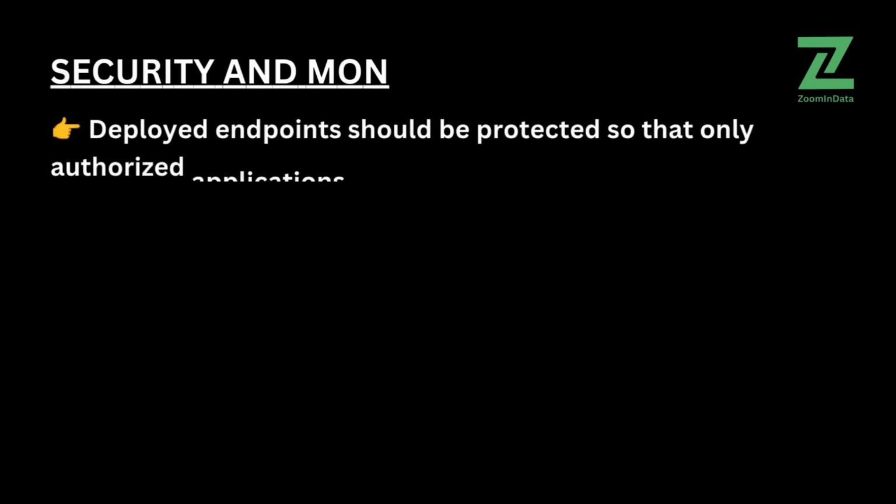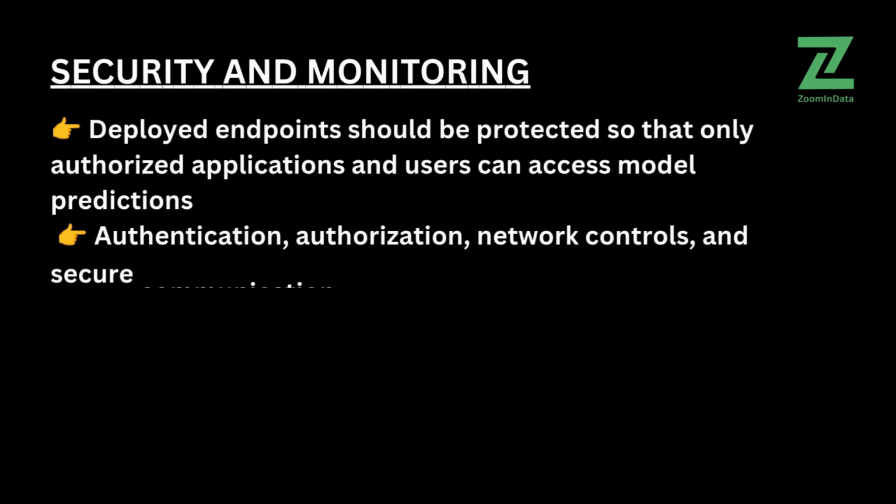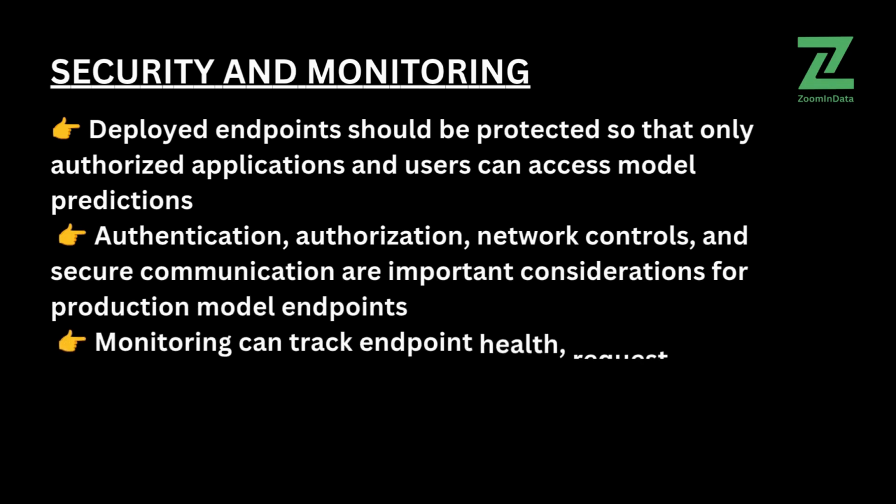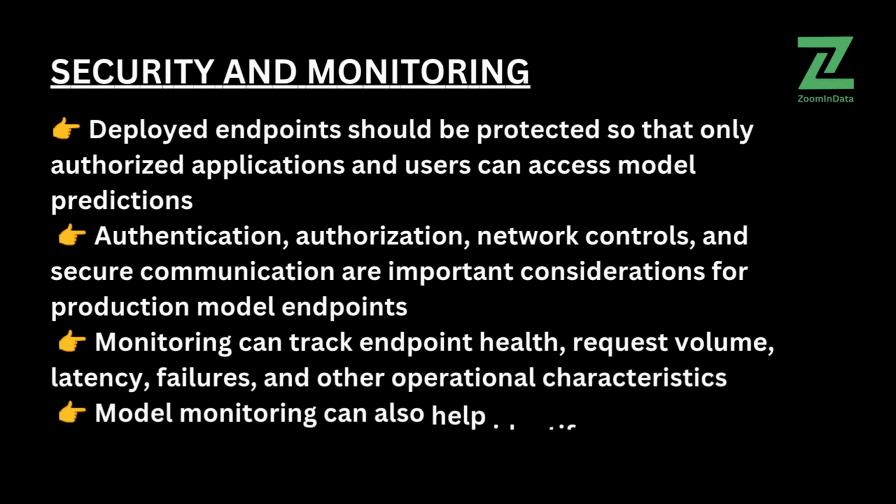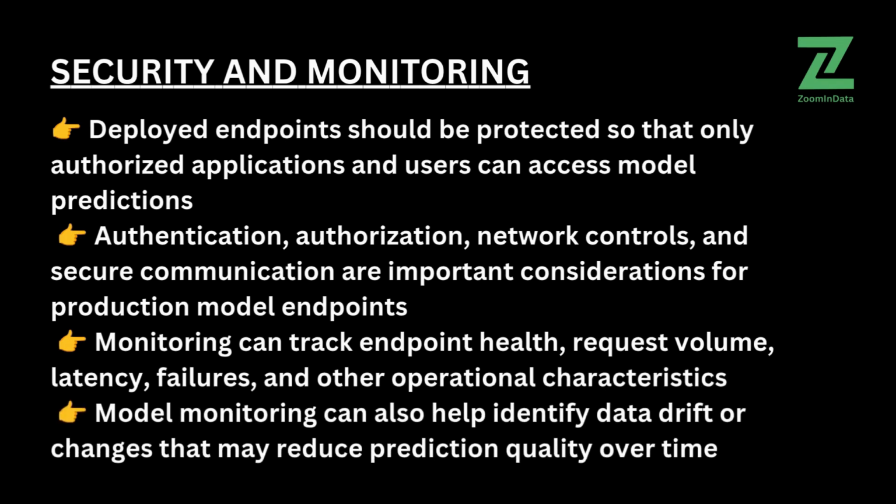Deployed endpoints should be protected so that only authorized applications and users can access model predictions. Authentication, authorization, network controls, and secure communication are important considerations for production model endpoints. Monitoring can track endpoint health, request volume, latency, failures, and other operational characteristics. Model monitoring can also help identify data drift or changes that may reduce prediction quality over time.